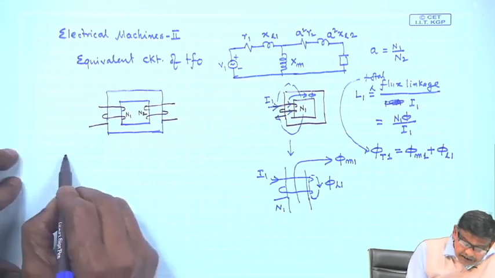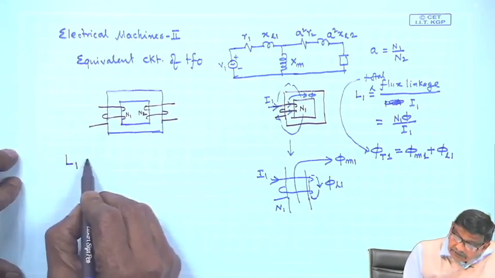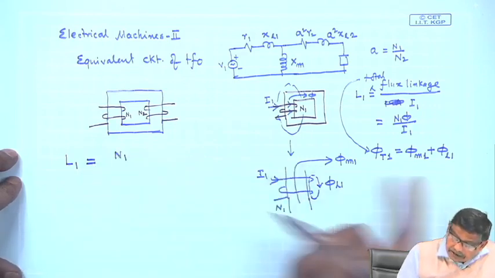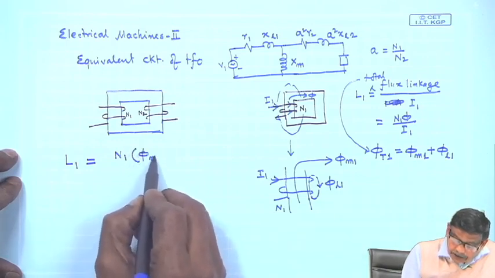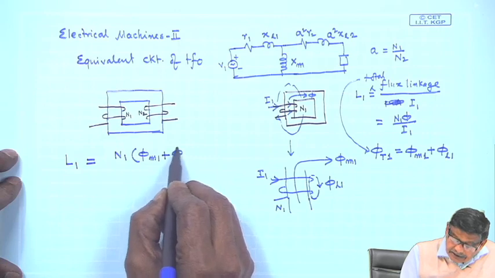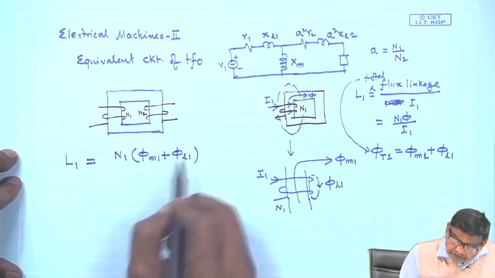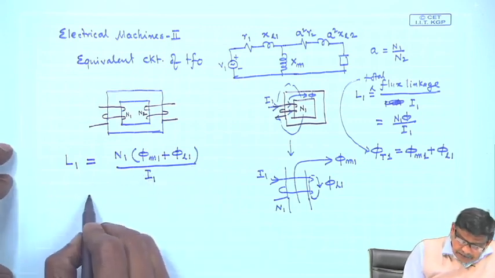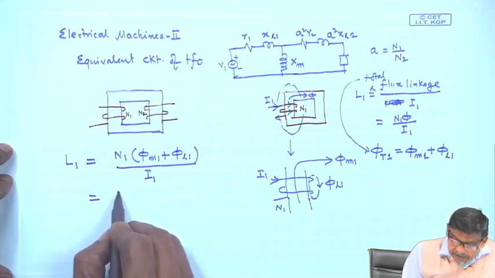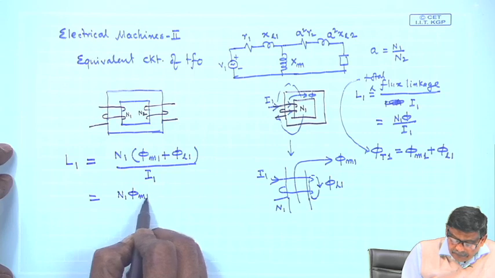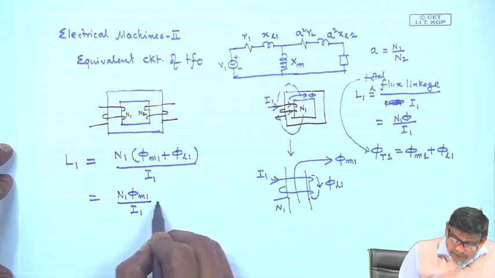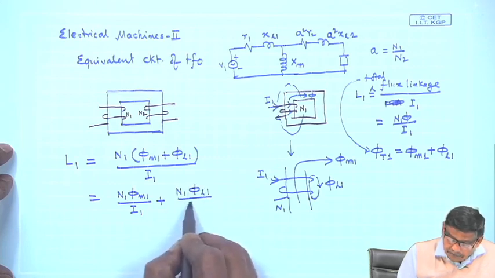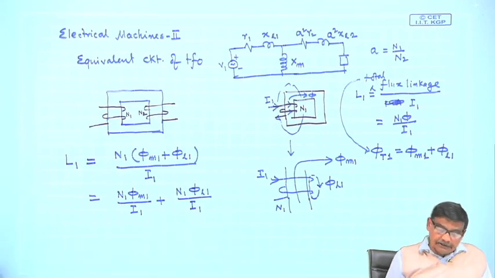This is the total flux linkage. Therefore, by definition, the self inductance of the coil will be the flux linkage with the coil, so N1 into phi m1 plus leakage flux phi L1, divided by I1. This can be broken up into two terms: N1 phi m1 by I1 plus N1 phi L1 by I1, is it not? So, this is the thing.